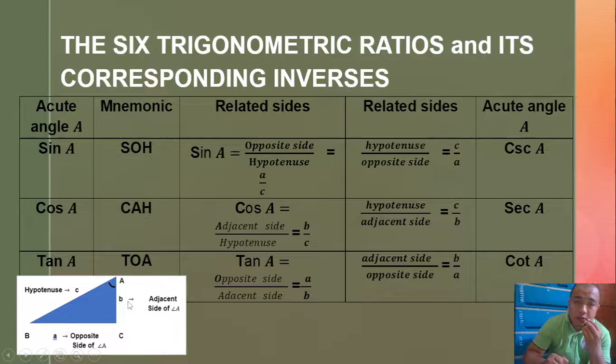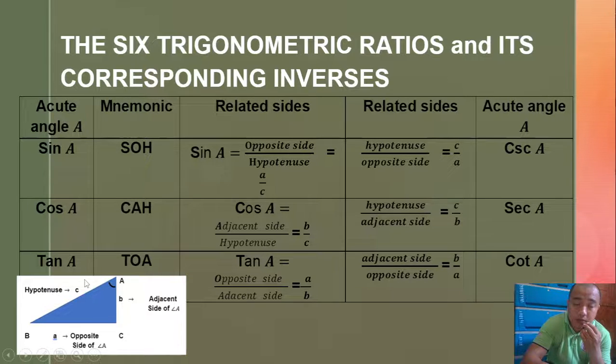So in trying to memorize the ratios for sine, cosine, and tangent, all we have to do is memorize the mnemonic SOHCAHTOA. It's easy to memorize. SOHCAHTOA. So what do we mean by SOHCAHTOA? What do we mean by SOH? S means sine A, O means opposite side, and H is the hypotenuse. So the ratio for sine A is opposite side over hypotenuse, or A over C.